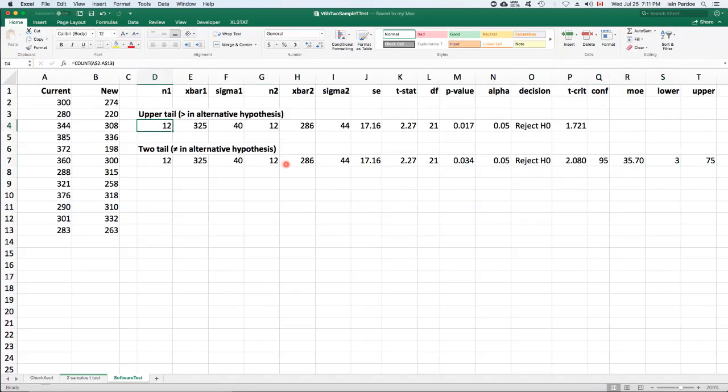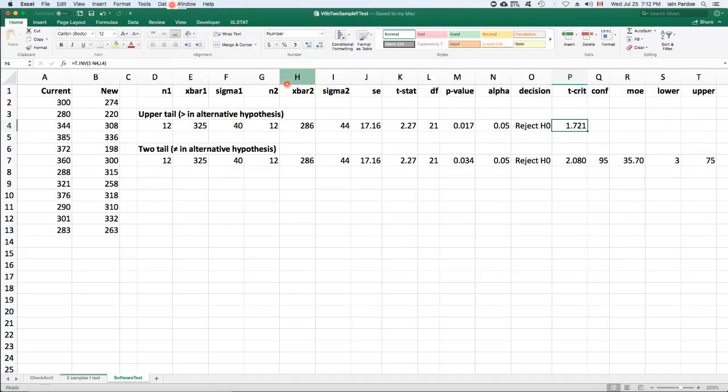Let's see what differences there are if we were to do an upper tail test for this example. So everything up to here is the same. Data's the same, standard error calculation is the same, test statistic calculation is the same, degrees of freedom calculation is the same. The difference comes in with the p-value calculation, because now we're doing an upper tail test, because we've got a greater than sign in the alternative hypothesis. So our p-value is going to be the upper tail area to the right of the test statistic. So it's half of what the two-tail p-value was. Decision criteria is the same. Reject the null if the p-value is less than the significance level. It is, so we reject the null.